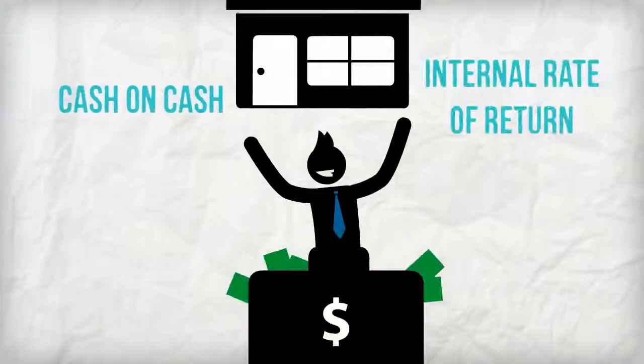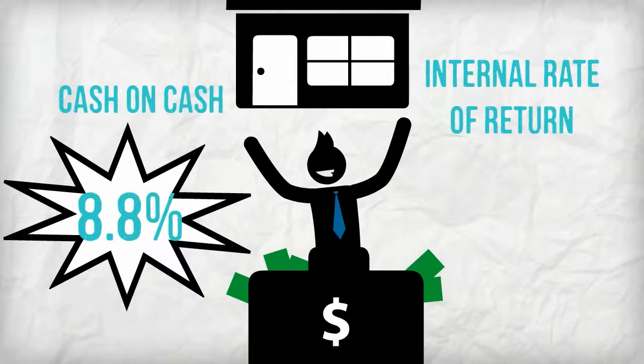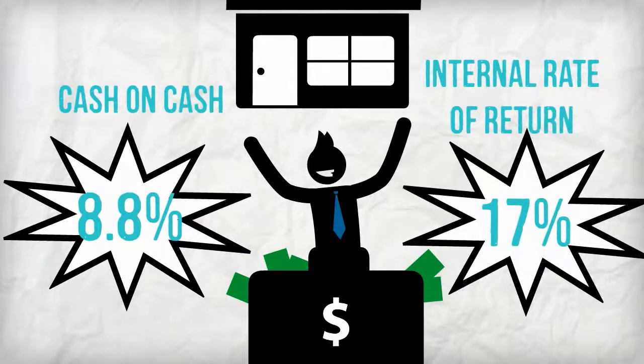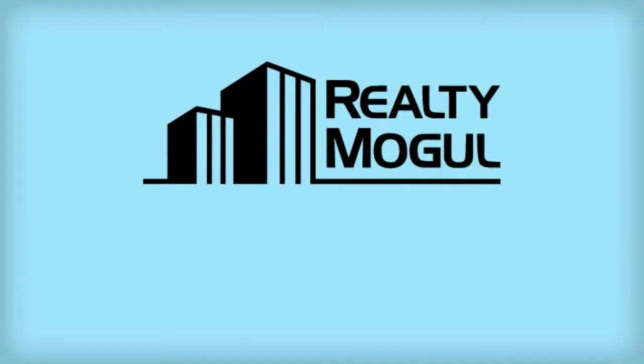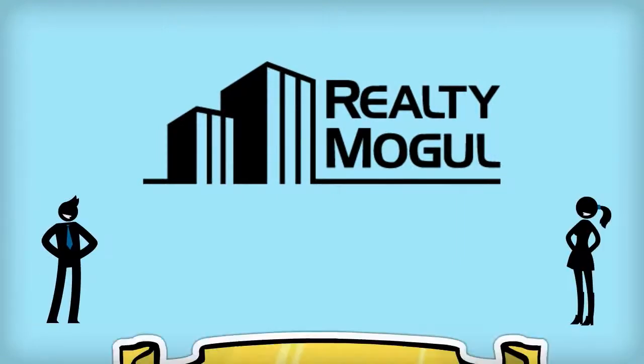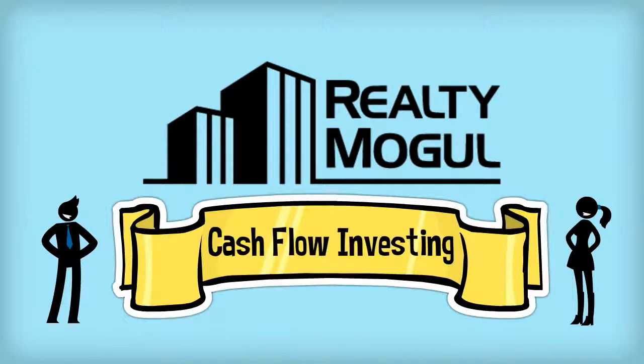Thus, there are 2 figures that help me analyze the proposed investment. The cash-on-cash figure gives me the annual return that I can expect while the investment remains outstanding, while the IRR number shows my total overall annualized return on the investment after it's been sold. Both figures are important, but at Realty Mogul, we like the assurance of having regular cash flow during the life of the deal. Cash flow investing.